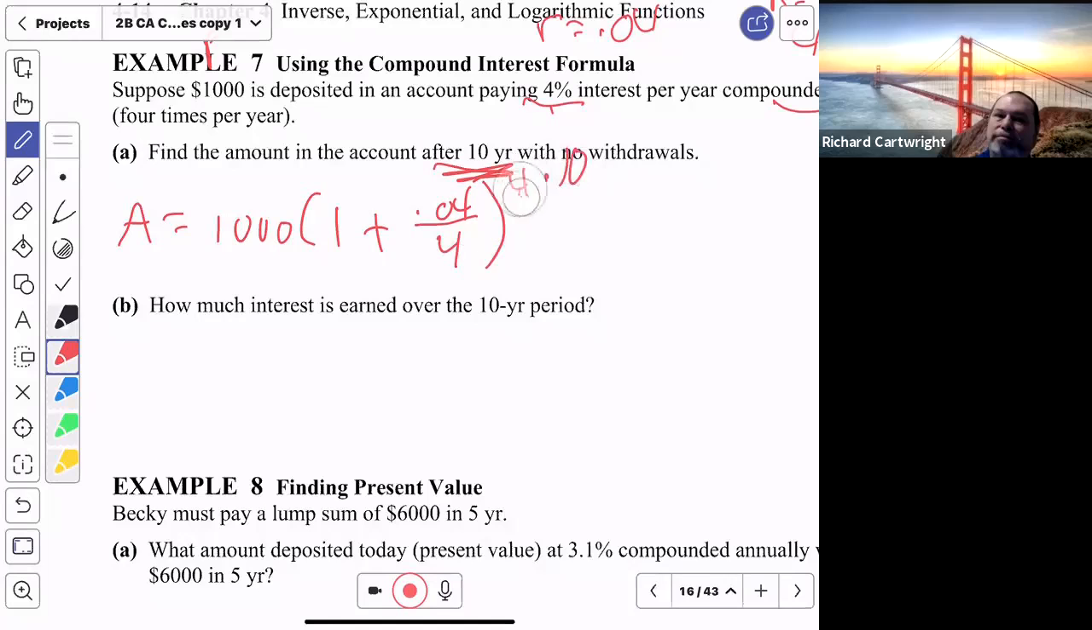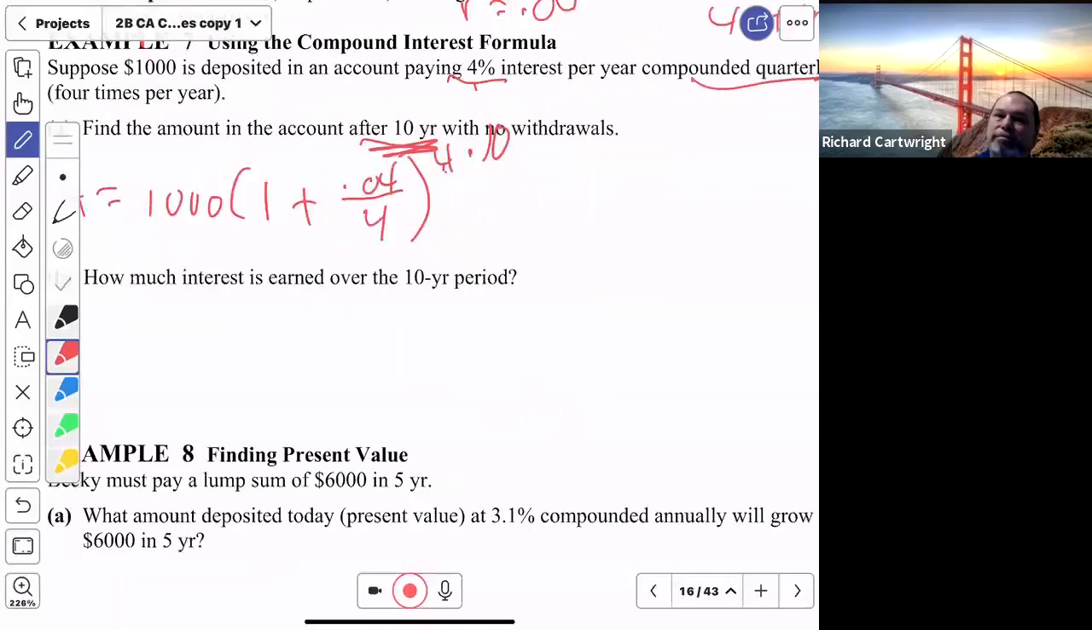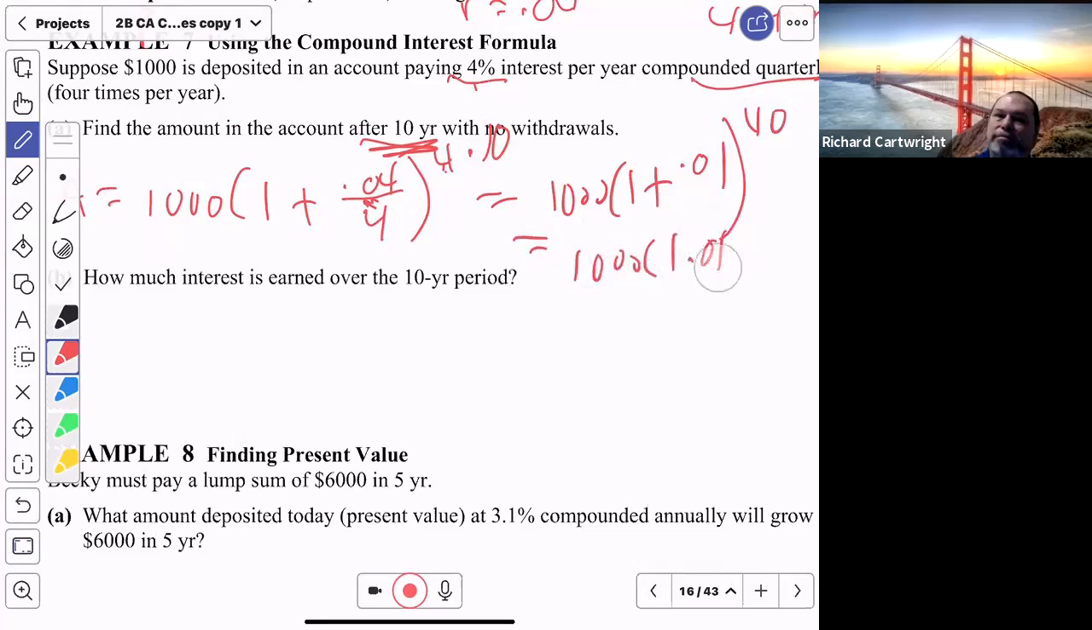I lost that 4 a while ago, so I'm going to clean that up for you. Then you're going to use the calculator. 1,000 times 1 plus 0.01, that's 1.01, raised to the 40. If you key that in, tell me how much money we're going to have. Are we going to get rich? Can I retire in 4 years if I invest $1,000?